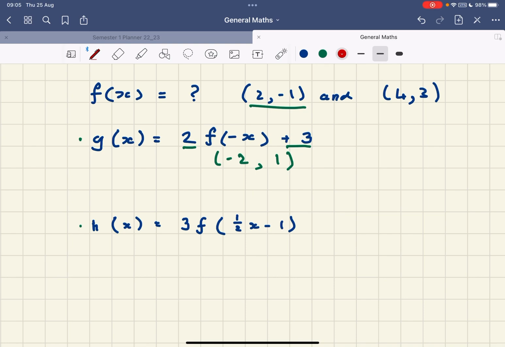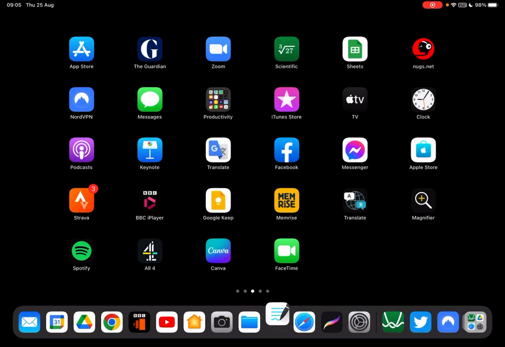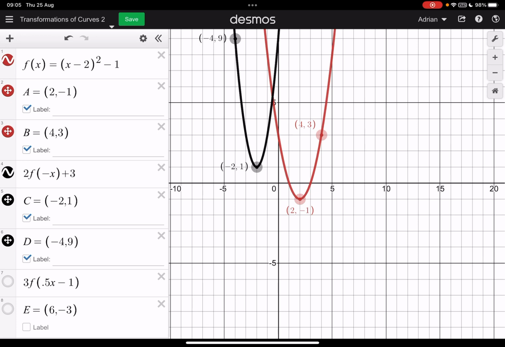So the (4, 3) goes to negative 4 because we're reflecting it. We take the 3, we multiply it by 2 to get 6. We add 3 on to get 9. So I'm going to check that on the graph. We'll just show you graphically what's happened. If I go into my Desmos, we can see here that the (2, -1) has been transformed to give me (-2, 1). And the (4, 3) has gone to (-4, 9), as predicted.